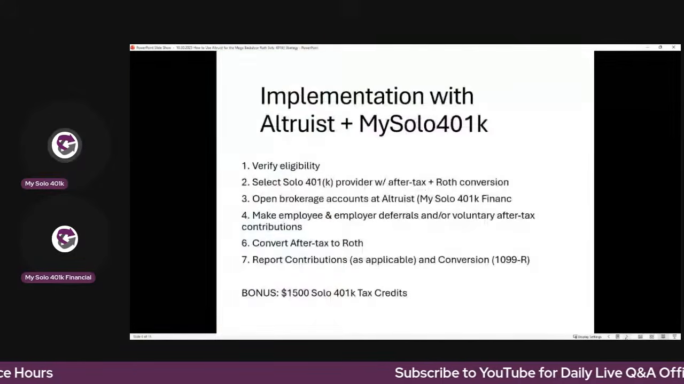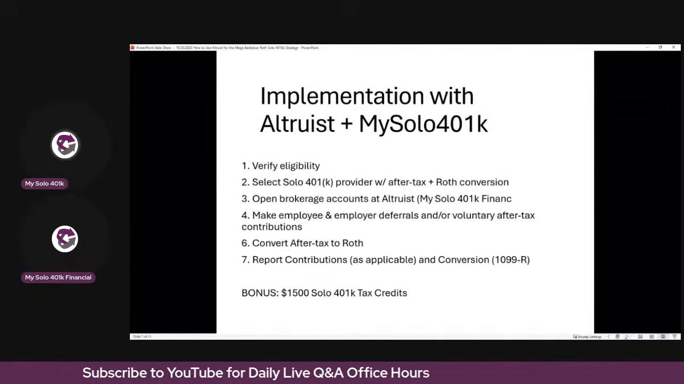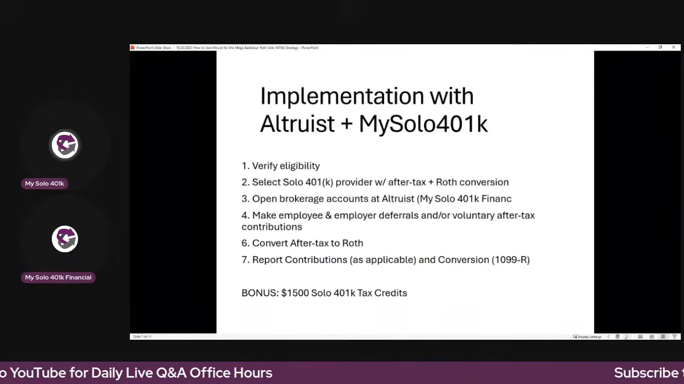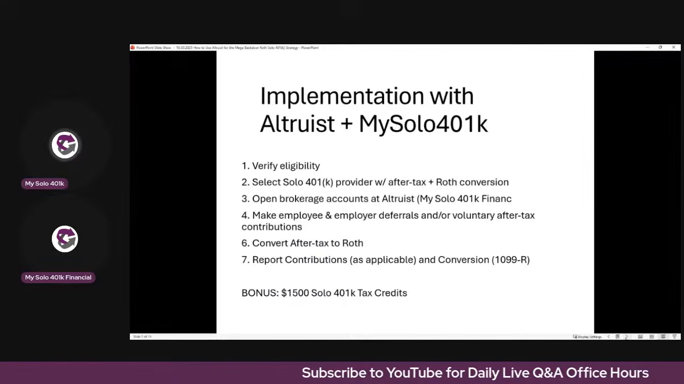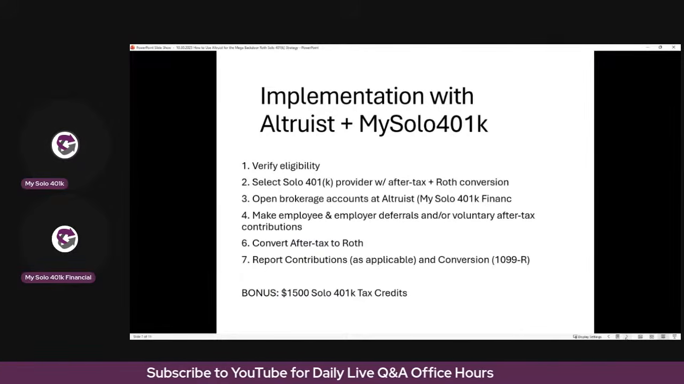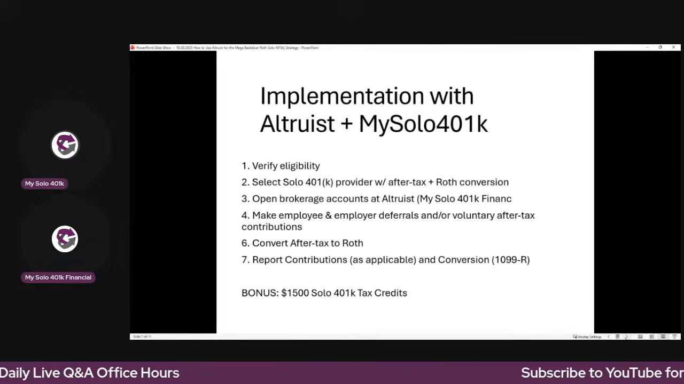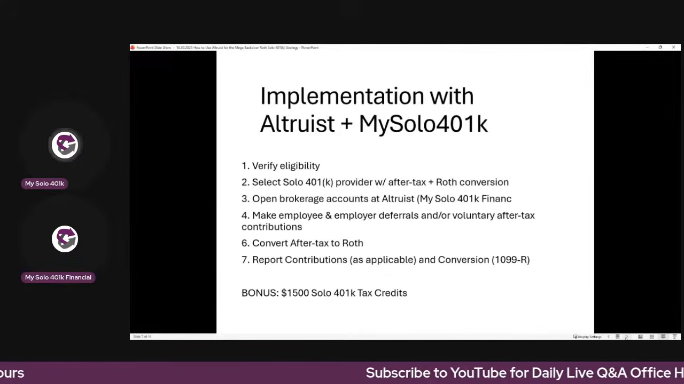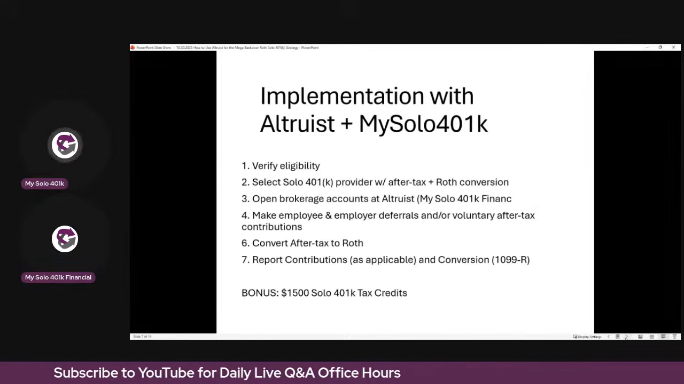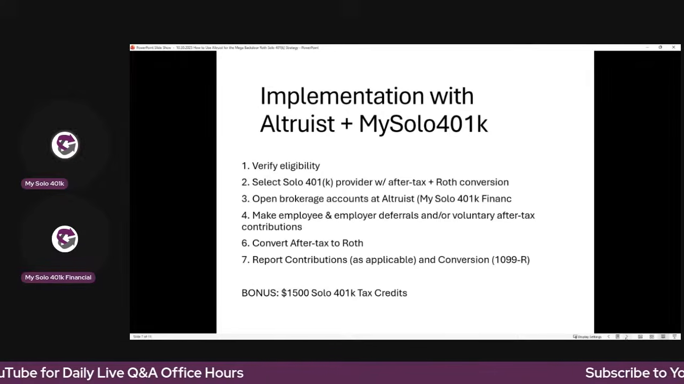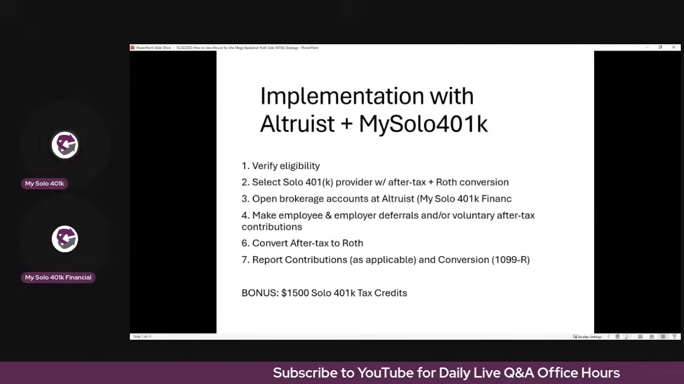So implementation with Altruist and My Solo 401k, step 1 is going to be just verifying eligibility, right? That's the foundation. You need to be self-employed with no non-owner, non-spouse employees. Step 2, work with a Solo 401k provider that offers a plan and has the experience in helping clients and other advisors make these mega backdoor Roth contributions. Open the brokerage accounts at Altruist. So we obtain the EIN number as part of that onboarding process. We'll share it with you and your advisor so your advisor can use it to open up those accounts at Altruist. Make the contributions, right?